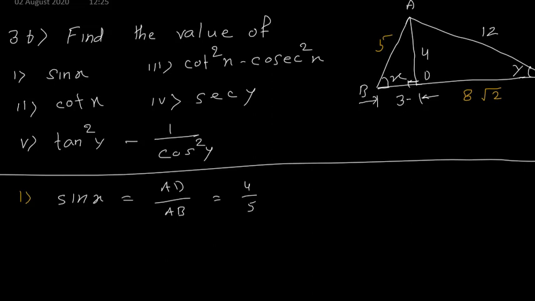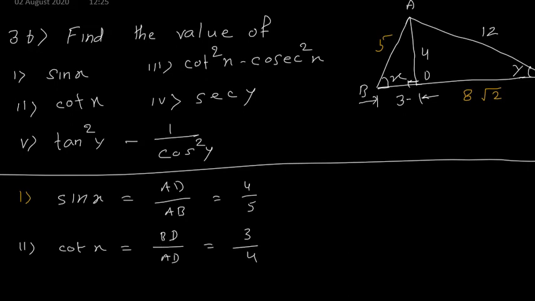Now, next we have to find cot x. Second is cot x. What do you say? It is adjacent upon opposite. So, the value of cot x is adjacent, which is BD, upon opposite, which is AD. So, BD is 3 upon opposite is 4. So, this is 3 upon 4.